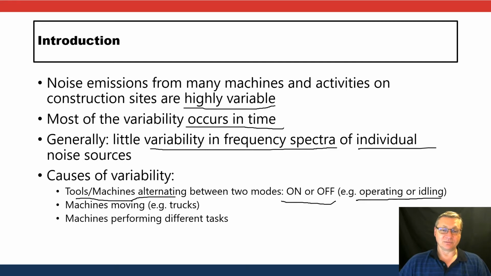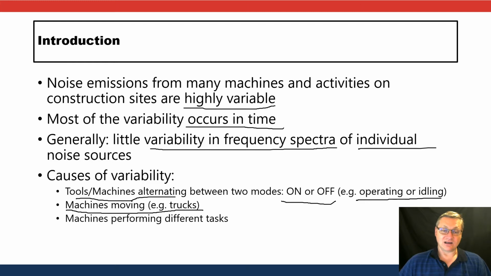Other kinds of variability from different noise sources could be that some machines are moving. So, for instance, like a truck, they might move different places around the site. So the noise emissions from those noise sources are changing. And also the propagation of sound from those noise sources to the receivers would also be changing just because of the changing distances between them, and also because there'd be a change in the acoustic attenuation due to other things like shielding from terrain or structures.